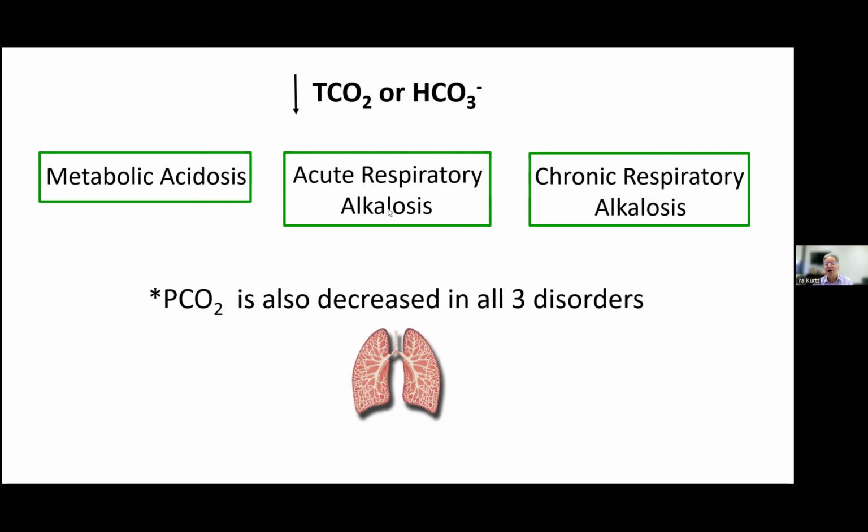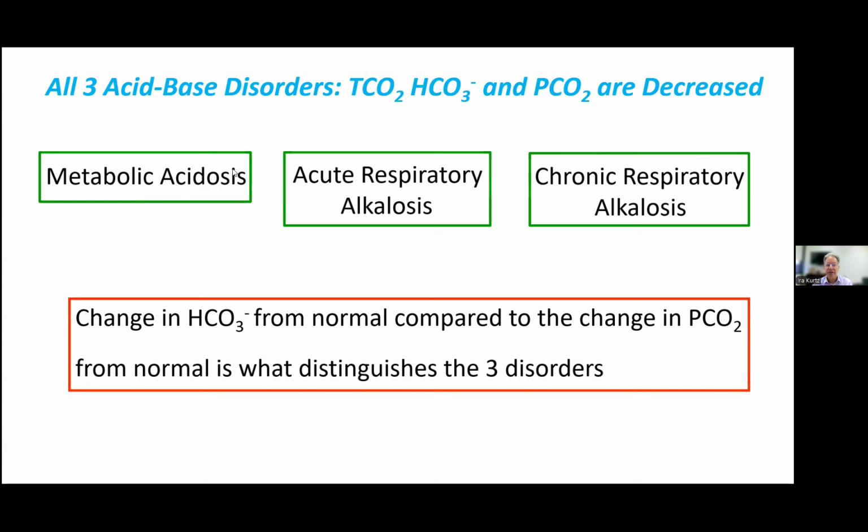Then you might think, well, look at the pH. The pH will be low here and high here. But again, if you do that, you're defaulting to looking at the pH. And the whole point of this lecture and the whole lecture series is to stop looking at the pH to make an acid-base diagnosis. So we'll have to come up with a way, without looking at the pH, to distinguish these three. All three acid-base disorders have a decrease in these parameters. And so how do we distinguish them?